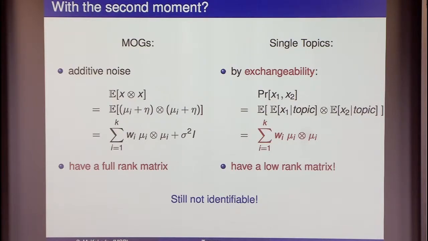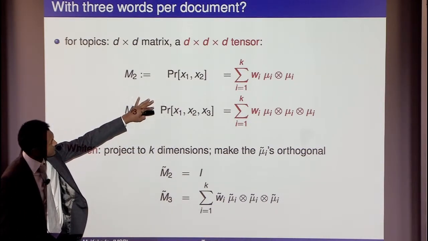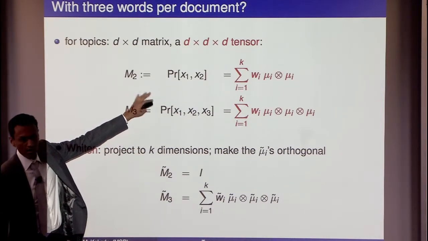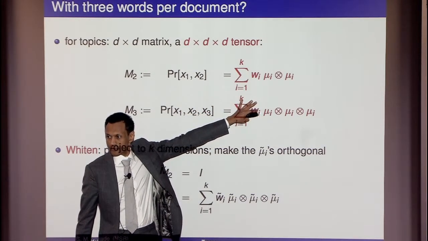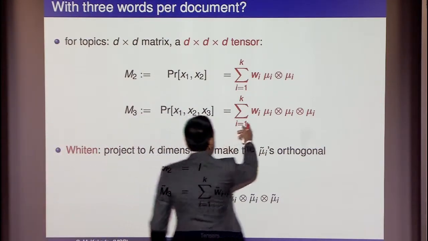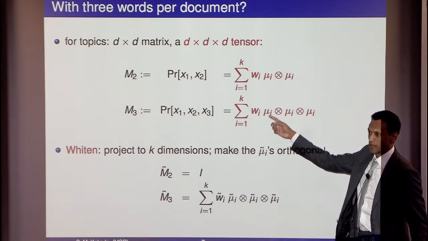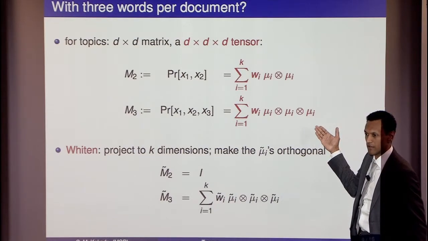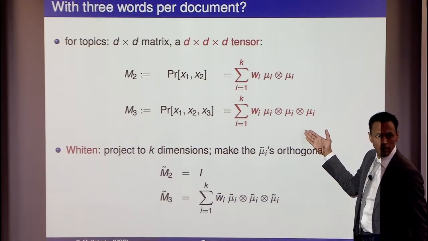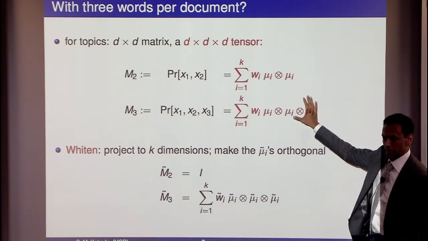What does that look like? It just looks like a very nice tensor. So now let's just do some definitions. Let's define the second moment to be M2, which looks like this. The third moment, because all the words are generated independently, again just looks like the average as if the three words were generated according to the same topic. So it's the sum of w_i mu_i mu_i mu_i. Okay, is this clear?